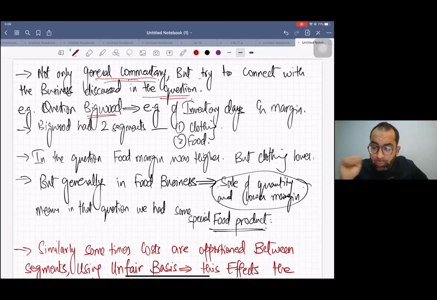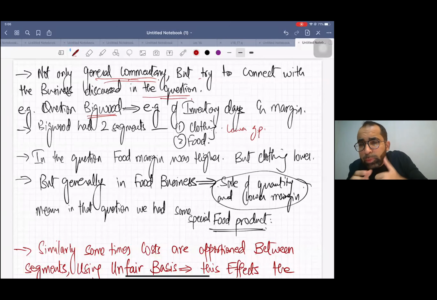But in this question, what happened? Listen, their clothing business had a lower GP margin. In the question, it was written that the clothing business has a lower GP margin and the food business has a higher GP margin. Clothing business has a lower margin and food business has a higher margin.